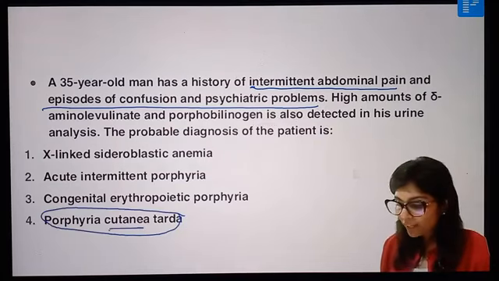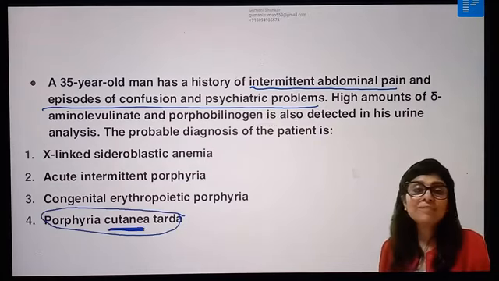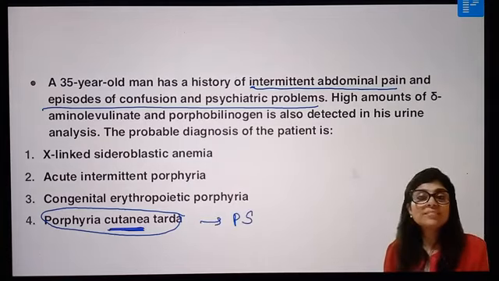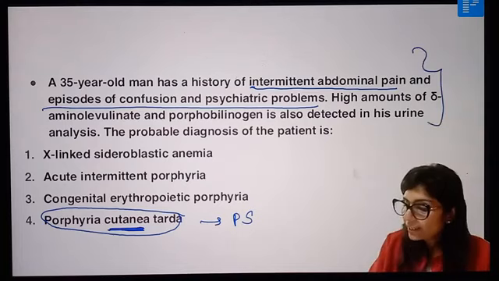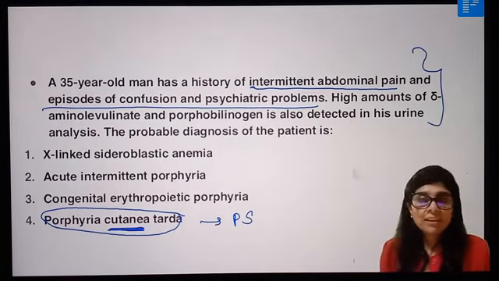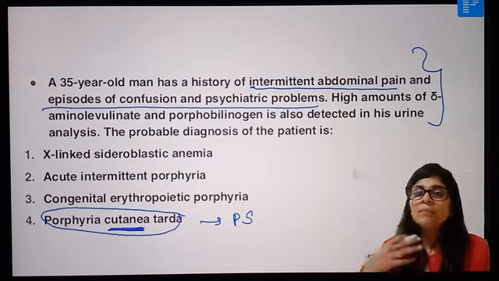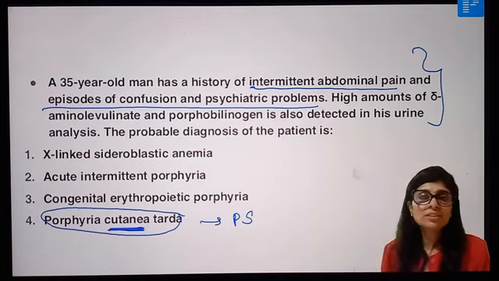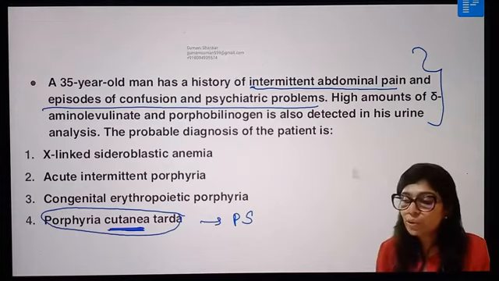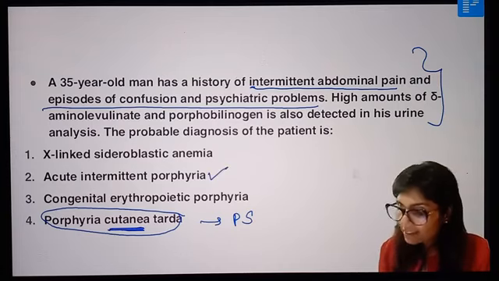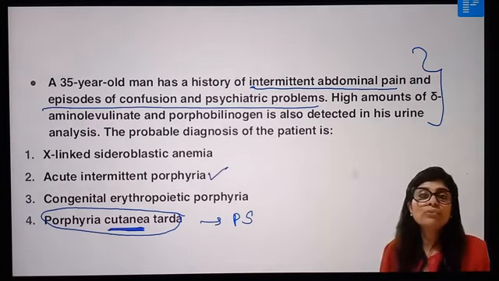If it was porphyria cutanea tarda, the name by itself tells you that skin should be affected and there should be photosensitivity. Have they given you anything about photosensitivity in the history? They have not told you about itching. They have not told you about burning sensation, blister formation, atrophic scarring, no skin manifestation. The moment you see that there is no skin manifestation, please exclude porphyria cutanea tarda. Okay, so what is the answer here? The answer here is acute intermittent porphyria.